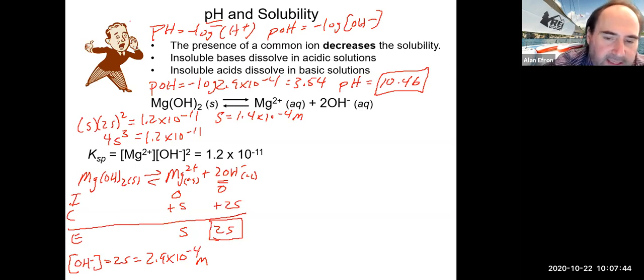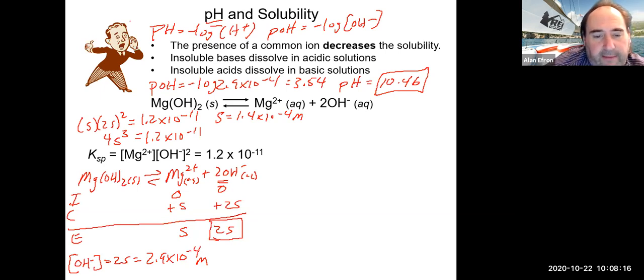So what I just calculated, give or take depending on rounding, is the pH of this solution to start with. If you made this magnesium hydroxide solution, it would have a pH of about 10.46. Any questions first off on that calculation? That is your baseline pH for this particular substance, magnesium hydroxide.